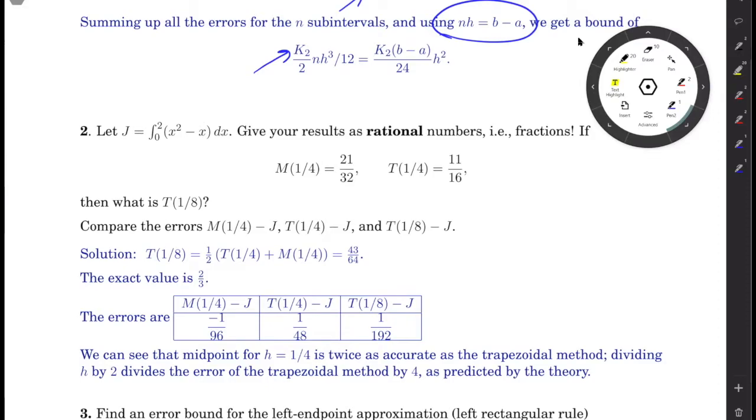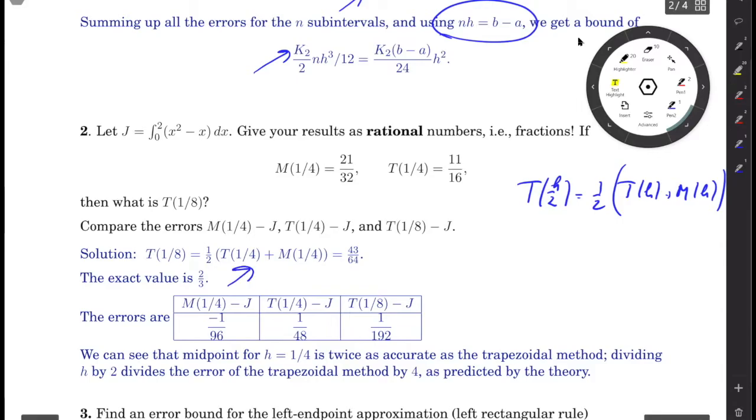Next thing here is a little example of basically just using the formula that T of h over 2 is 1/2 times T of h plus M of h. So we can get the trapezoidal rule for half the step size by averaging the trapezoidal rule and the midpoint rule for the step size h. And so this is just the average here. So that gives me this number 43 over 64. And then it's a question of doing some arithmetic. The exact value of the integral is 2/3.